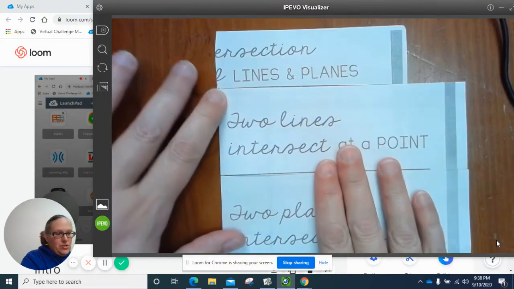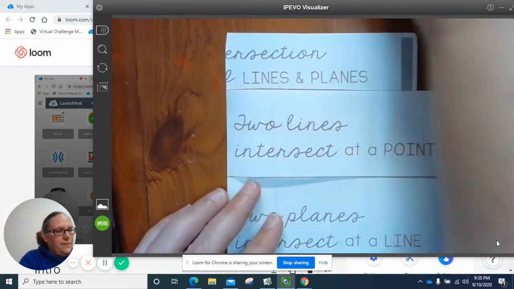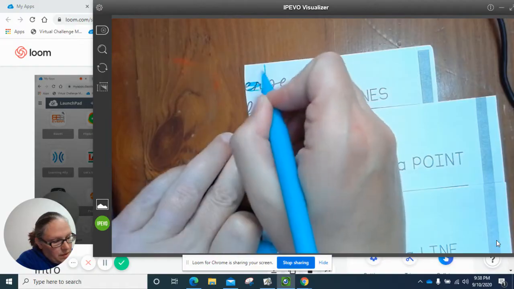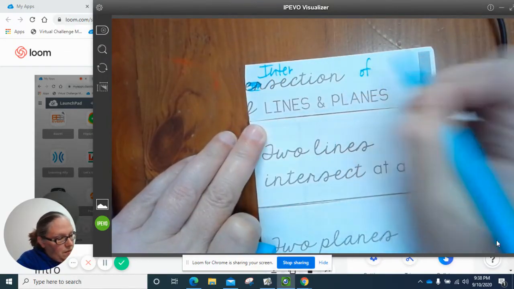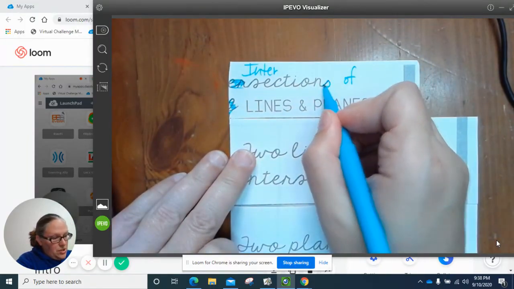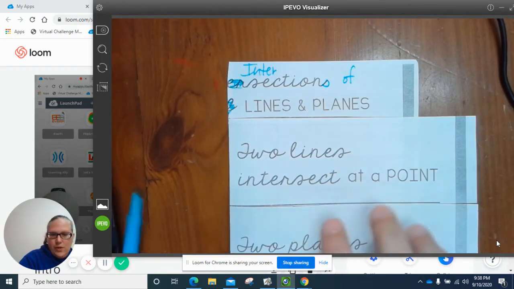We're going to talk about intersections. I cut part of that off. Intersections. Let's see if I can get the rest of that word. Intersection of lines and planes. Intersections of lines and planes. Good enough.